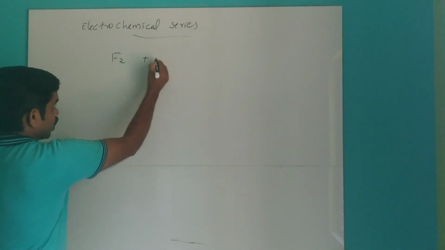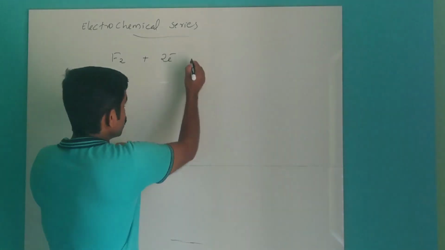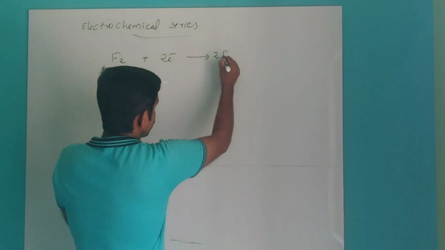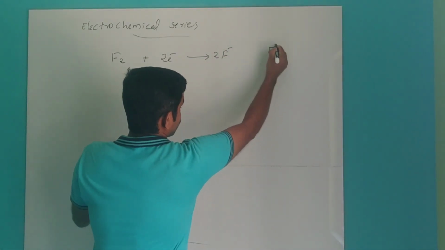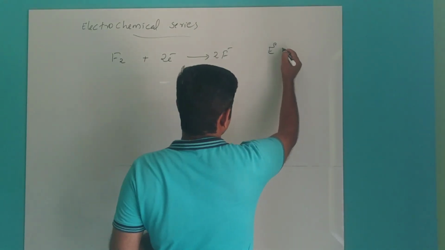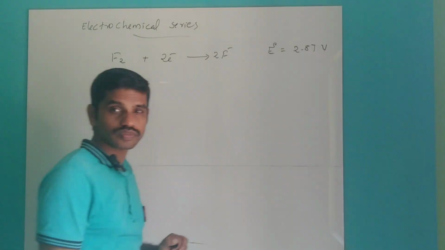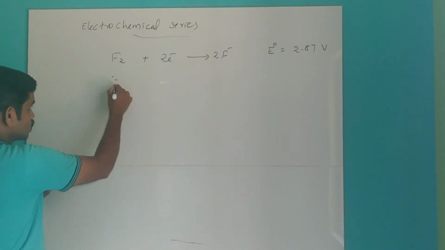F2, here it is given reduction. So F2 will accept 2 electrons to form 2F minus. At that time, what is the electrode potential? Standard reduction potential E0 value is equal to 2.87 volt. Then a number of elements will come.